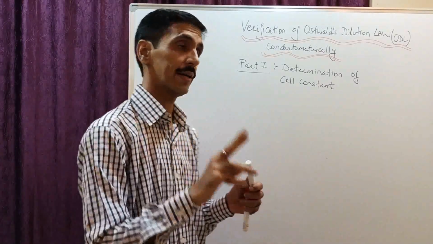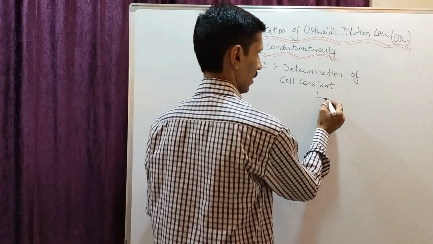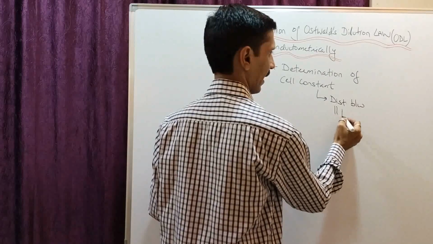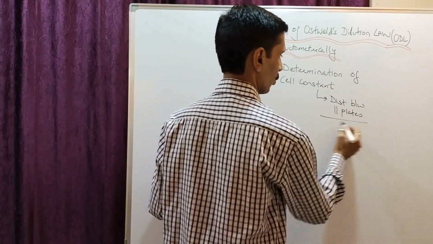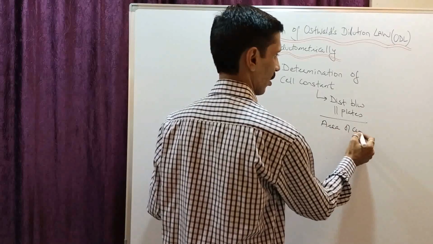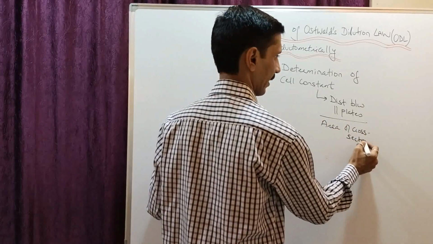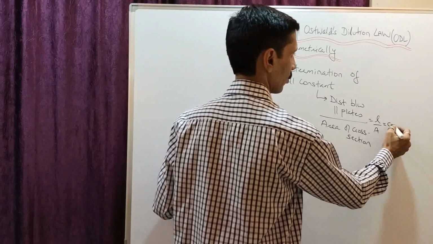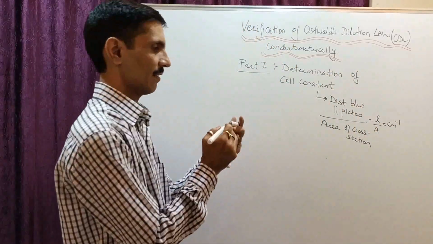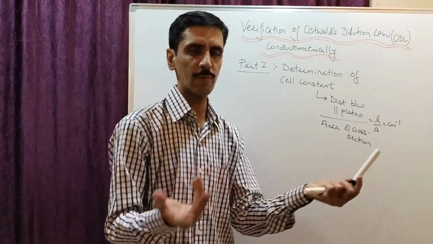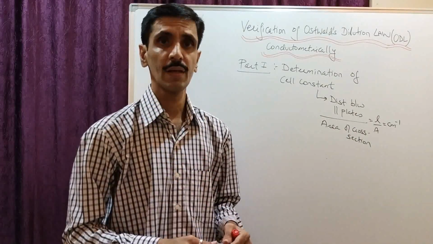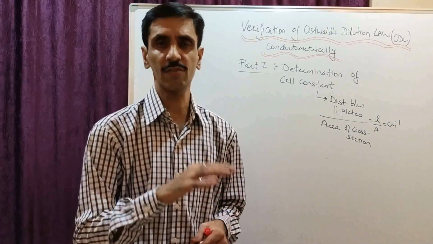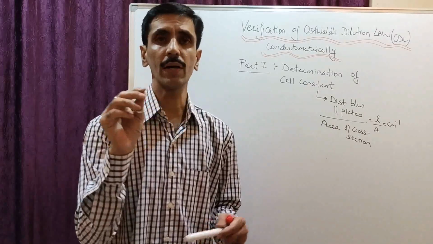Now cell constant, theoretically speaking, is the distance between the parallel plates to the area of cross section. This is theoretical, my dear friends. So we say it is length upon area, and that will be equal to centimeter inverse. If the length is in centimeter, area will be centimeter square, so it becomes centimeter inverse. Practically, how we are going to determine it is by making use of KCl, a standard solution, that is 0.1 normal KCl.